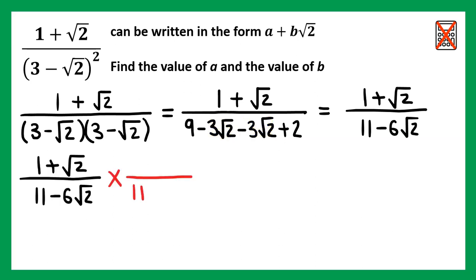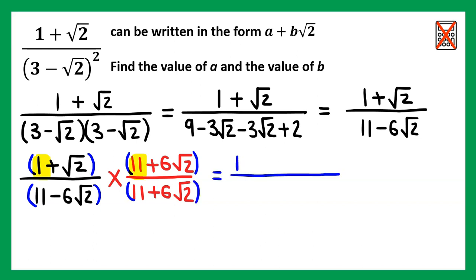I can multiply by 11 plus 6 root 2 to rationalise the denominator, and I'll need to multiply the numerator by the same. This leaves me with double brackets that need to be multiplied for the numerator and also for the denominator. 1 times 11 is 11, and 1 times 6 root 2 is 6 root 2. Root 2 times 11 is 11 root 2, and root 2 times 6 root 2 is 6 lots of 2, which is 12. For the denominator, we have 11 times 11, which is 121.